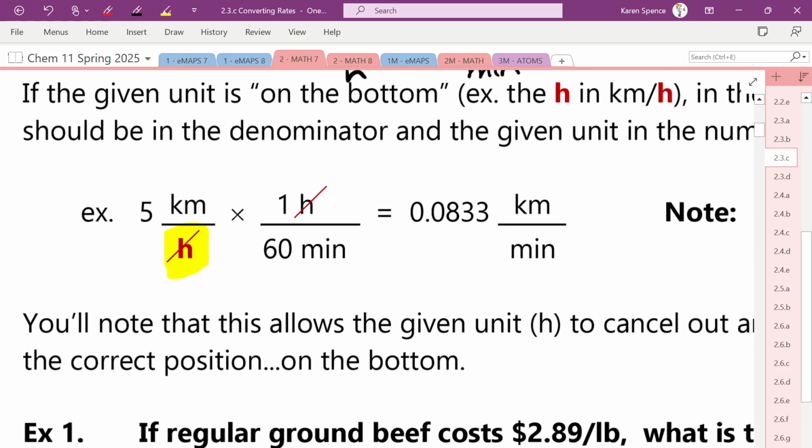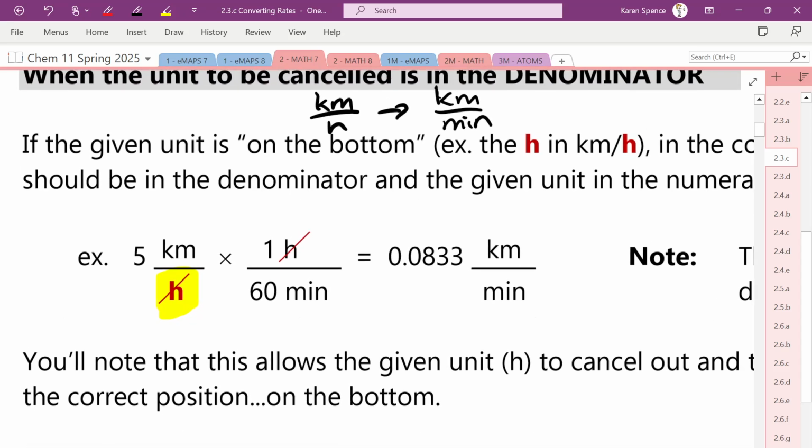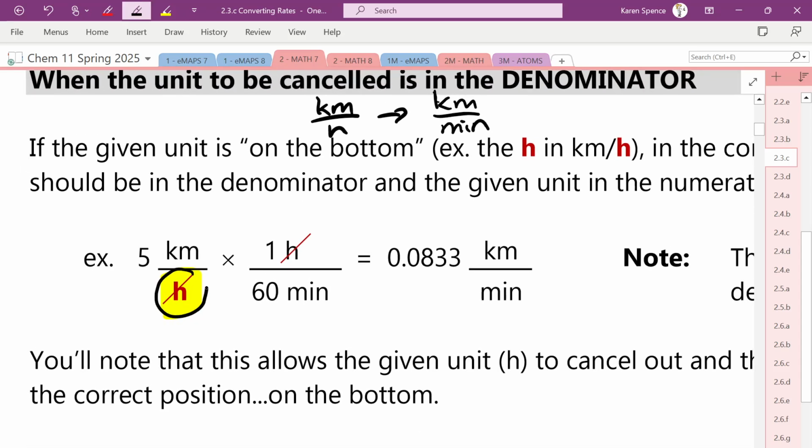What you would have to recognize is that you want to convert the hours, and the hours aren't on the top, the hours are on the bottom. So in order to cancel them, you would then have to put them on the top. And then the minutes would have to go on the bottom. Where do you want the minutes? You want the minutes on the bottom. Does that make sense? Okay.